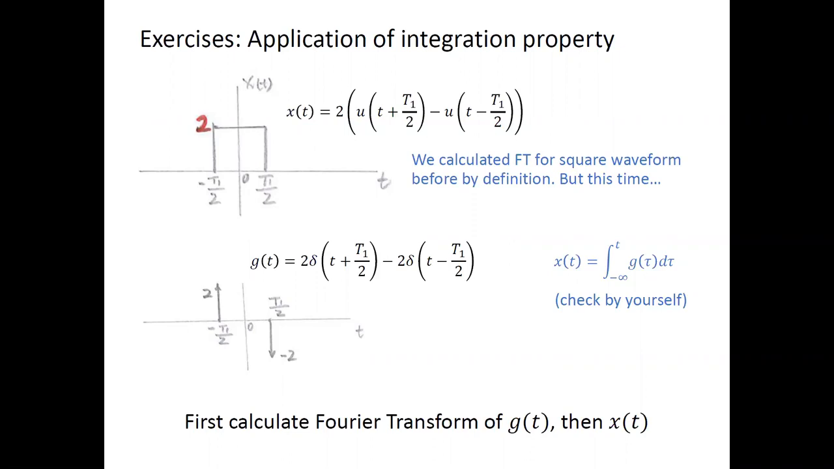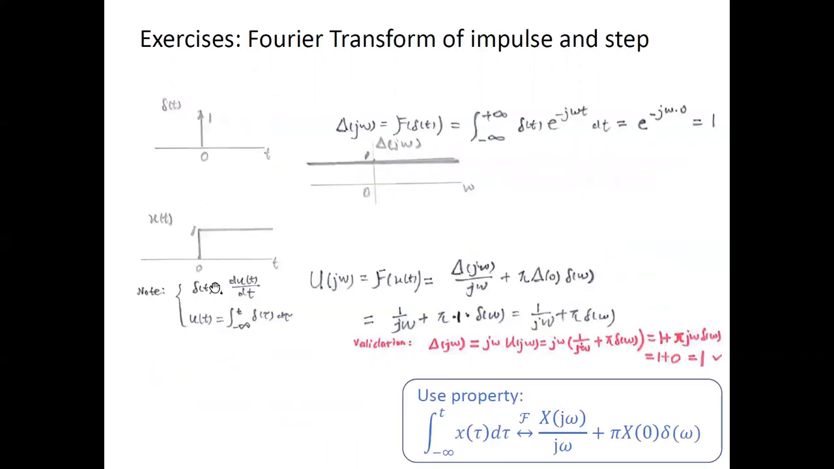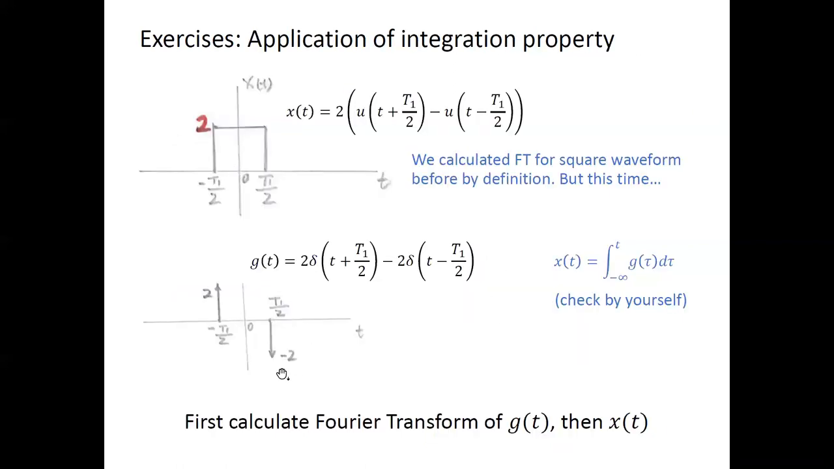Now with this relationship, we can first calculate the Fourier transform of g of t, then X of T. So I will leave you 2 minutes to practice yourself, because for the Fourier transform G of T, you can apply the standard Fourier transform for unit impulse and the time shift property, actually the linearity property, both linearity and time shift. So try to do it yourself first.